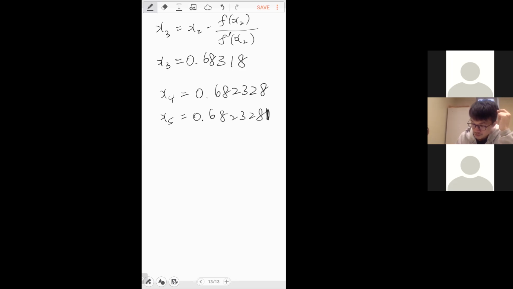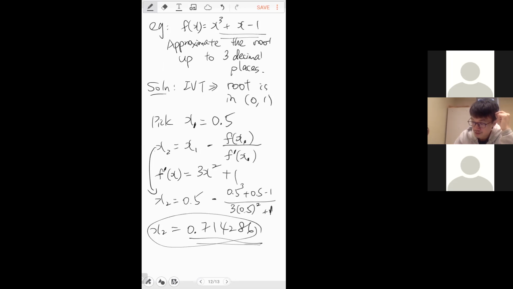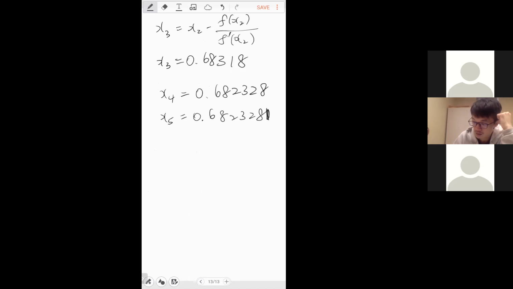And the original question was approximate the root up to 3 decimal places. By that I mean you stop the process when the last 2 points are the same up to 3 decimal places. So x4 and x5, they are the same up to 3 decimal places, right? They are both 0.682. So the final approximation is 0.682328.